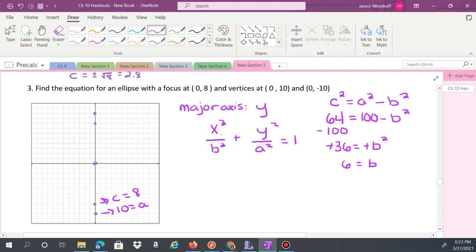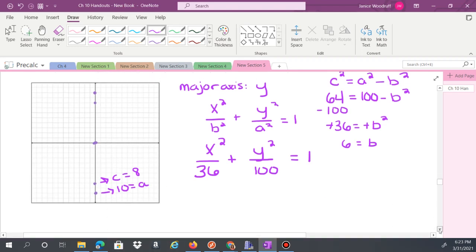Okay, but we just want to write the equation here, so we need the b squared. So you go x squared over b squared, which would be 36, plus y squared over a squared, which is 10 squared, 100, equals 1. Okay, next problem.